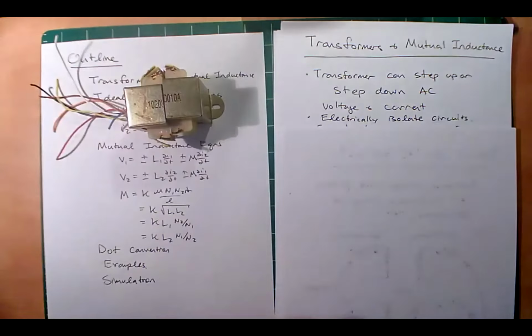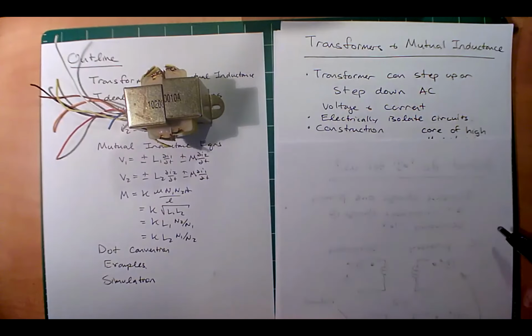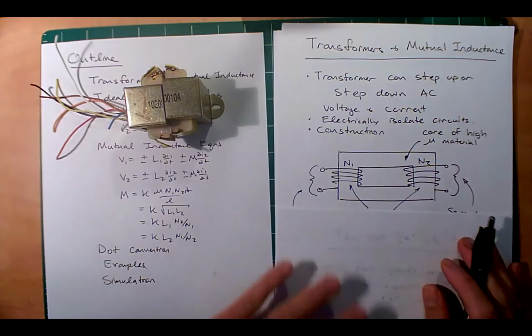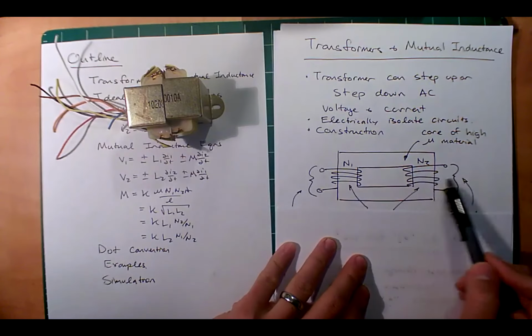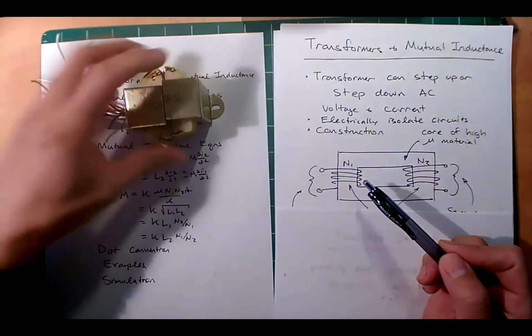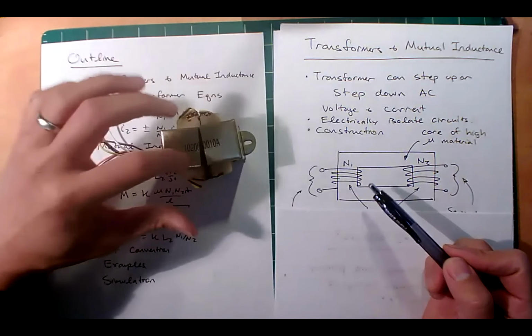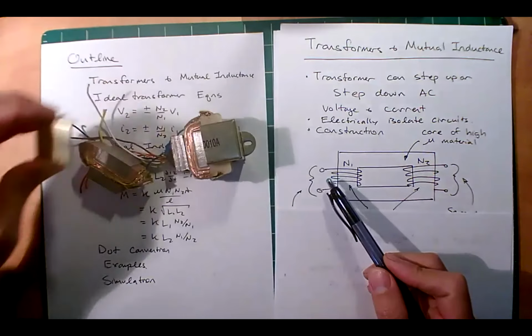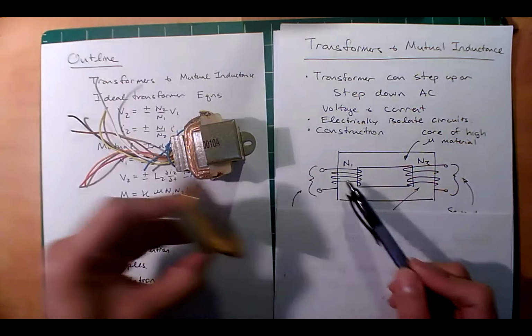The other thing a transformer can do is electrically isolate circuits. Let's look at that from the construction. I have a primary coil, a secondary coil, and this core is made of a high permeability material, so that's where the steel comes from. Then you see the copper windings here. These copper windings are the coils themselves.